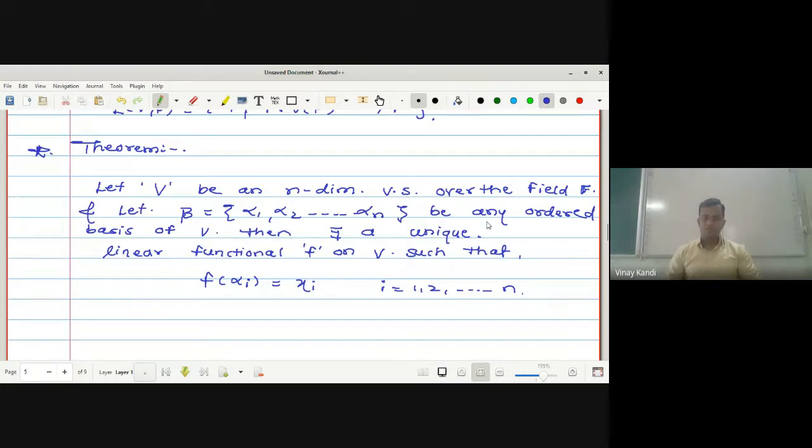Okay, any ordered basis. You know that the basis is not unique for any vector space. So this is any ordered basis of V, then there exists a unique linear functional.